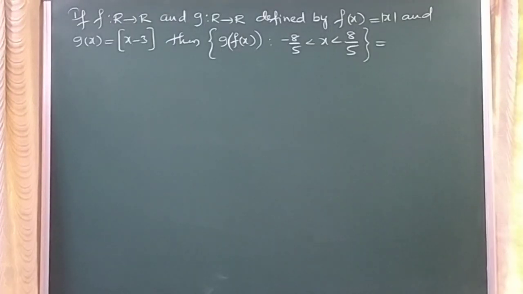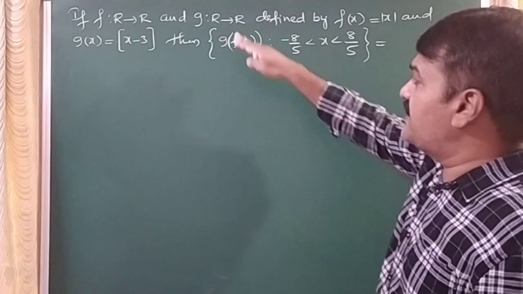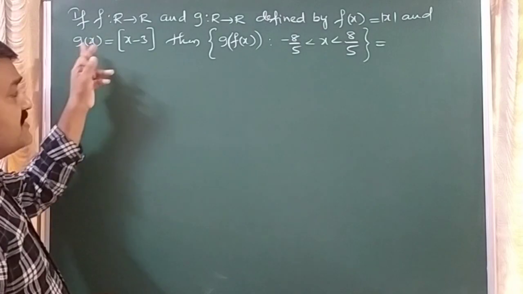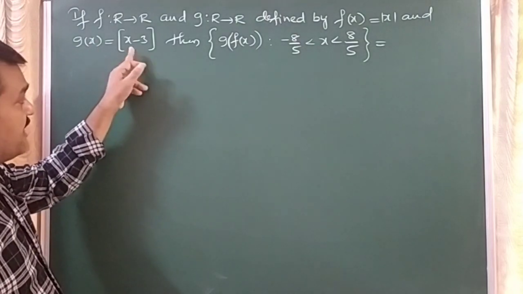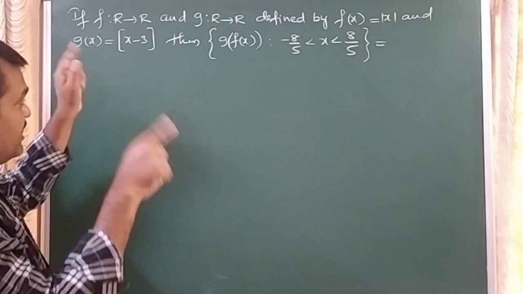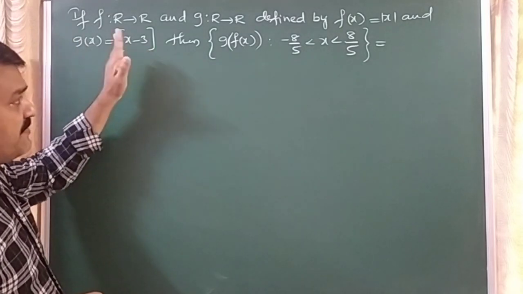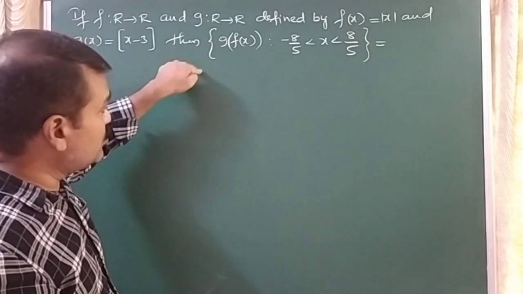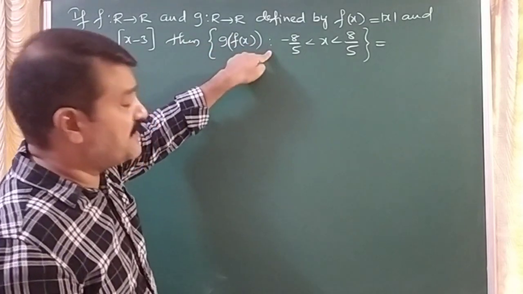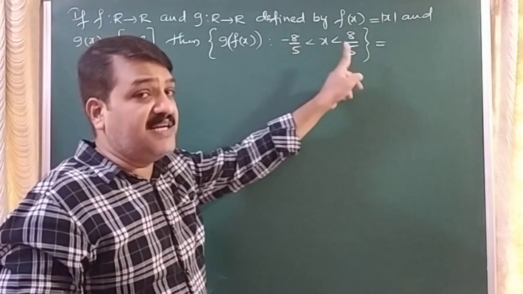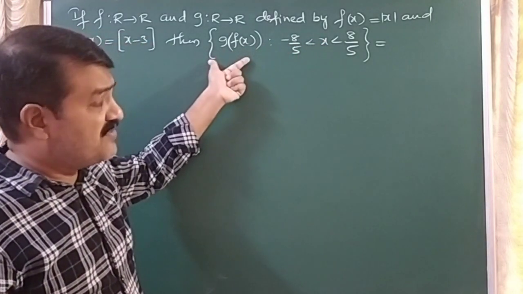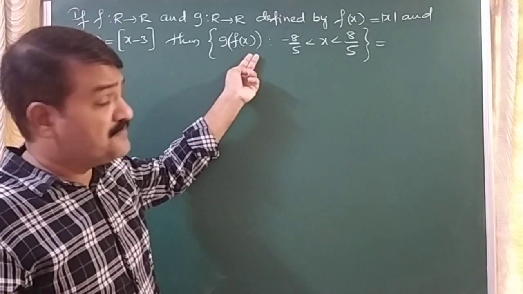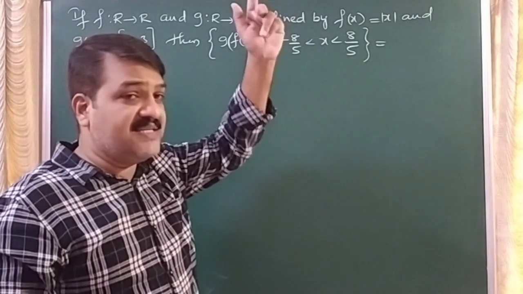So this is the next problem. f maps R to R, g maps R to R, defined by f of x is mod x, g of x is step of x minus 3. This is the step bracket, integral part of x minus 3. Okay, step function. What we have to find is g of f of x such that x lies in this interval. So you have to find g of f of x, or otherwise g circle f of x, such that x lies in this interval.